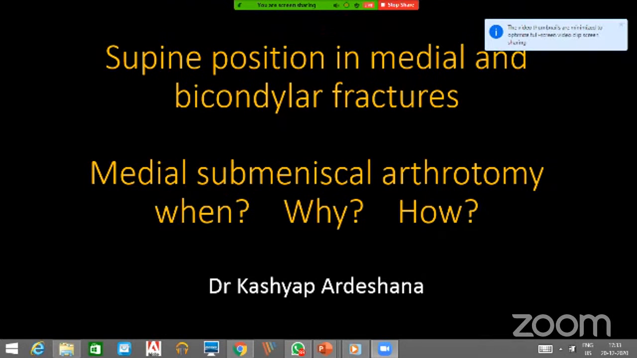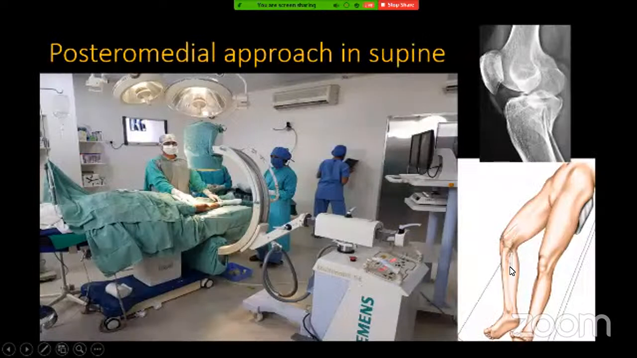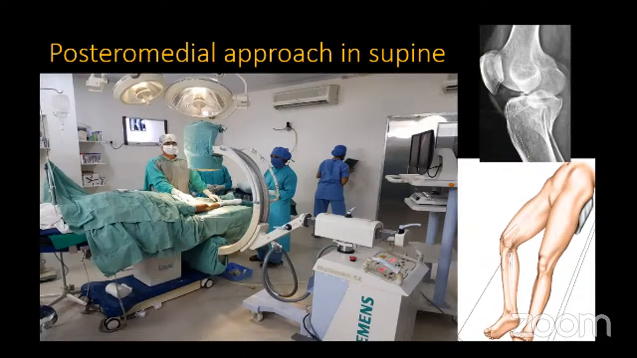Yeah, perfect. Good. So I'll be speaking on two small topics. One is the supine position in medial bicondylar fracture, and medial submeniscal arthrotomy: when, why, and how. The all medial approach is already wonderfully described by Jignesh bhai, so there is nothing to detail about that. But there are quite often incidents where you cannot do it in prone position because you have something else to address along with. Anesthetists may not allow, or there is a lateral tibial condyle fracture in conjunction with the medial condyle. Then the same approach can be done in a supine position.